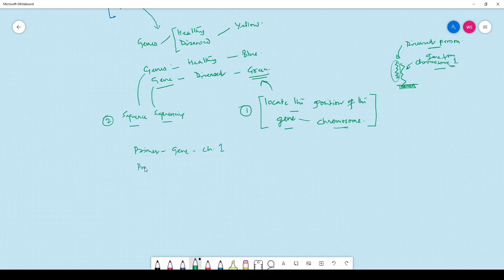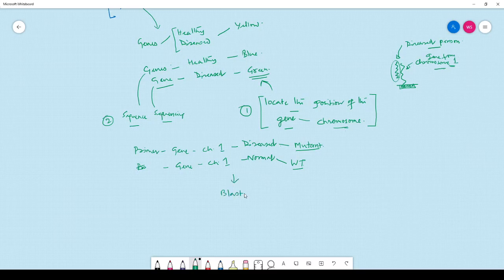And then this same primer can be used to amplify the gene in chromosome 1 of the normal person. Okay, and the diseased person. So the diseased person, we call it the mutant, and normal we call it the wild type. So based on this information, we can sequence, and then we can do blast.